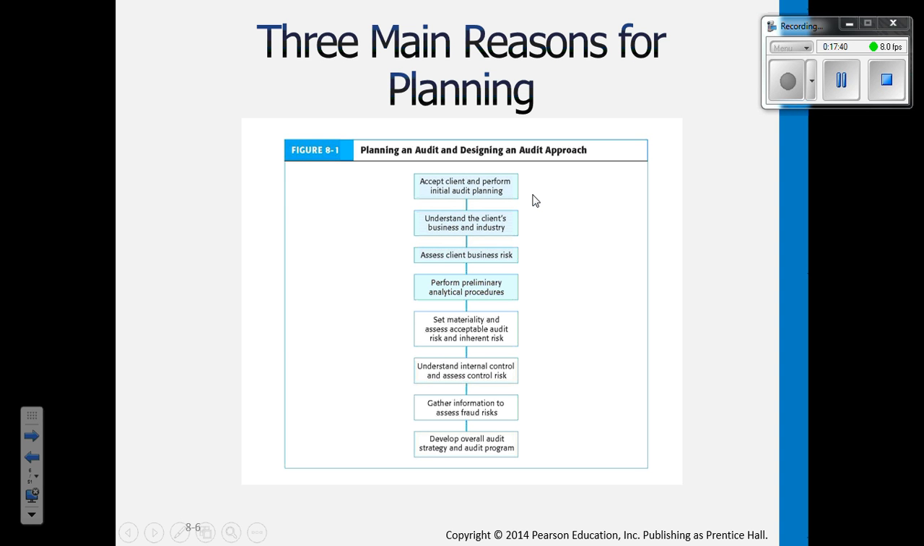All right, so then what we're going to do is we're going to set materiality and assess acceptable audit risk and inherent risk. Okay, what is materiality? A material amount is something that would affect a reasonable user's decision about whether to invest in a company, loan to the company, or transact business with the company. Remember, this could be vendors and customers too, right? Could be the government, right? Could be employees.